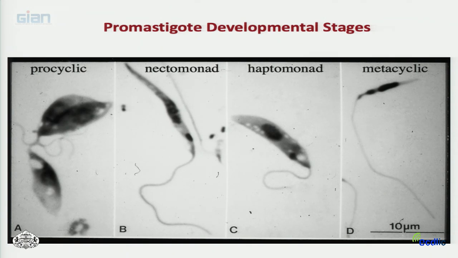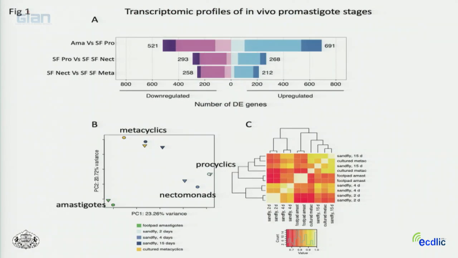And then differentiation to these haptomonad forms, which are in the anterior gut. It's not clear what these do. These nectomonad forms are the ones that we think are critical for the attachment to the gut wall. And then the differentiation to the infective stage, these metacyclics, which have this impressive elongated flagellum, a very short and narrow cell body, and these are highly motile cells. These are the forms that are transmitted into the skin and initiate infection in the mammalian host.